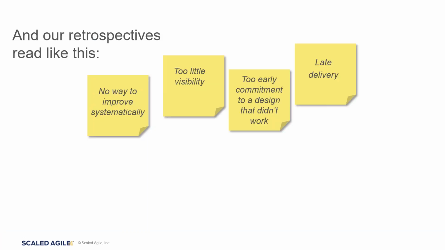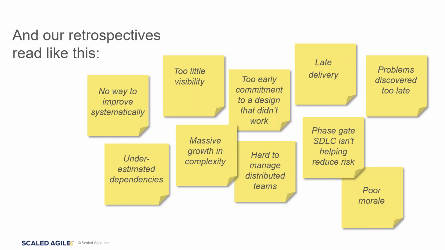And as we are doing our retrospectives or our lessons learned from our projects, we're hearing and seeing comments that come back like this. There's too little visibility into the projects that we're working on, too much commitment up front or early on in the design stages that we commit to those designs and they really don't work. We're coming in late on our delivery, missing our delivery dates, and problems, to be quite honest, are getting discovered too late in the process.